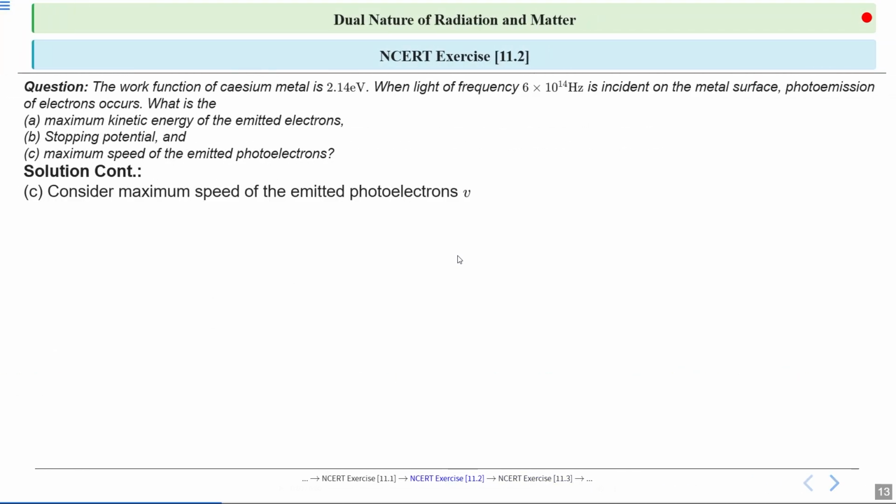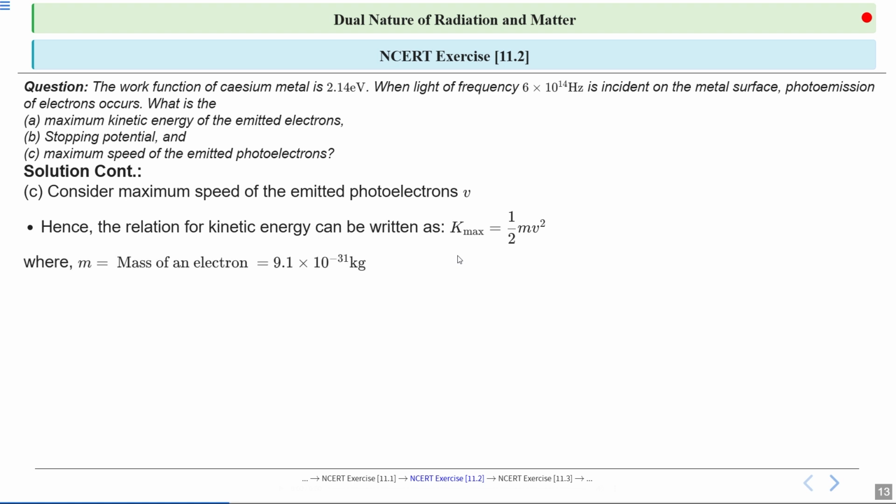Now, let's focus on part C of the question, which asks for the maximum speed of the emitted photoelectrons. We will call this speed v. This is the highest speed an electron can have when it leaves the metal surface after absorbing energy from the incident light. To find this speed, we use the formula for kinetic energy. Kmax is equal to 1 by 2 mv square, where m is the mass of an electron, which is equal to 9.1 into 10 raised to the power minus 31 kg.